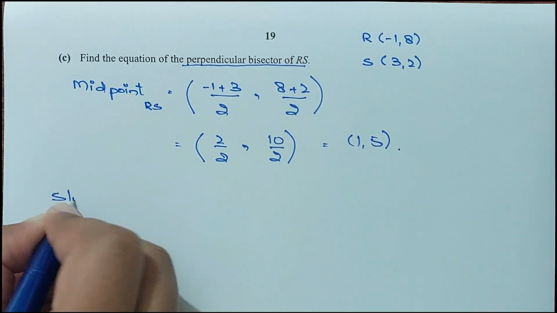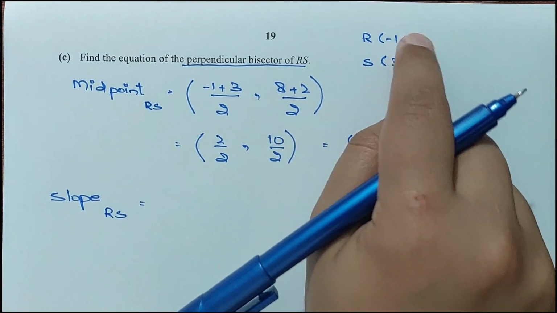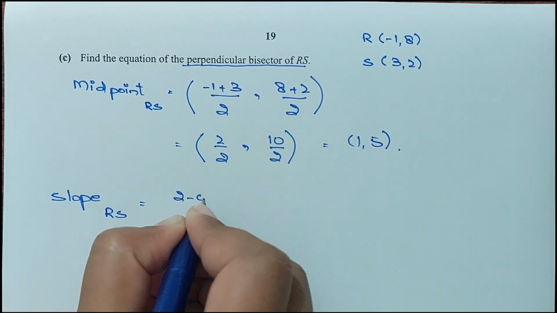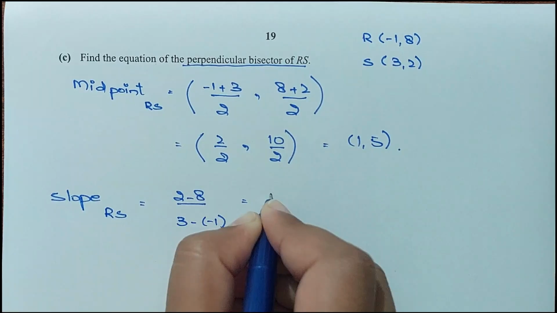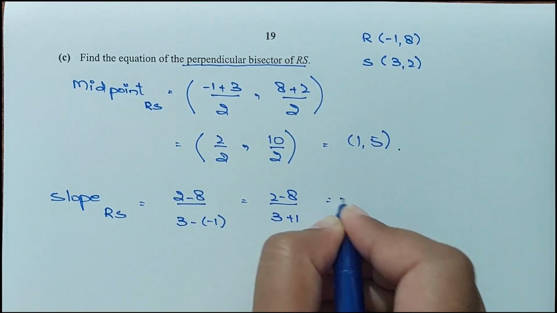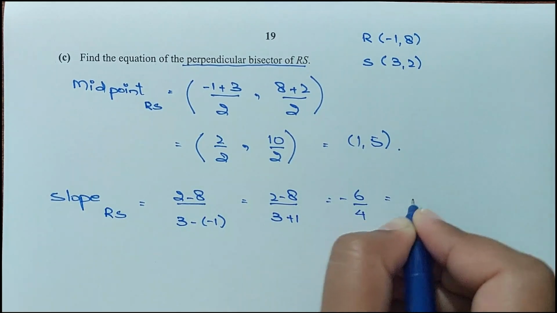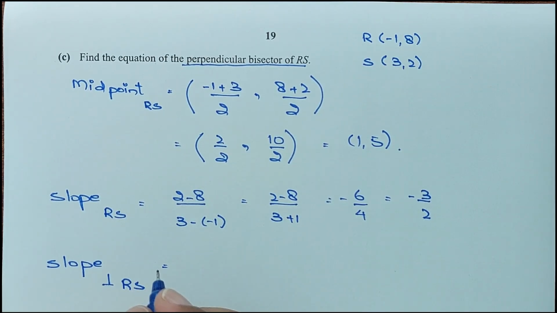Now let me find the slope, or we can say the gradient of RS, which is y2 minus y1, 2 minus 8, divided by x2 minus x1. This is 2 minus 8 and 3 plus 1. 2 take away 8 is negative 6 over 4. 2 times 3 is 6, 2 times 2 is 4. Now for the perpendicular bisector, we have to find the slope of the perpendicular bisector of RS, which is negative reciprocal. Negative times negative is positive, and the reciprocal is 2 by 3.